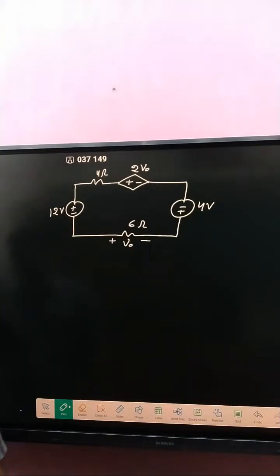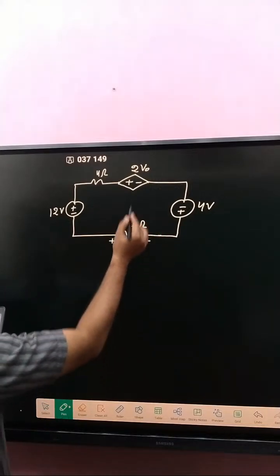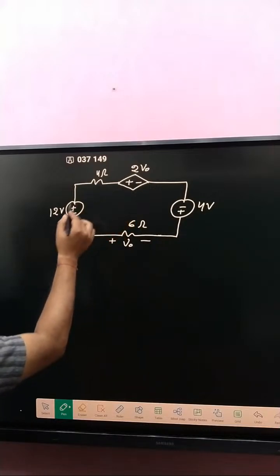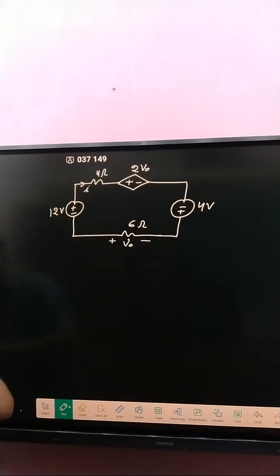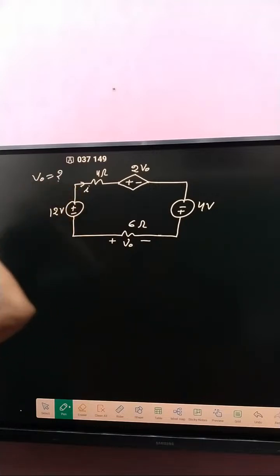And our motto is to determine V naught. Minus plus, that is 2 V naught. Here 4 ohm, that is 12 volt. And here current I is given like that one. So we are focused on V naught. Our motto is to determine V naught.